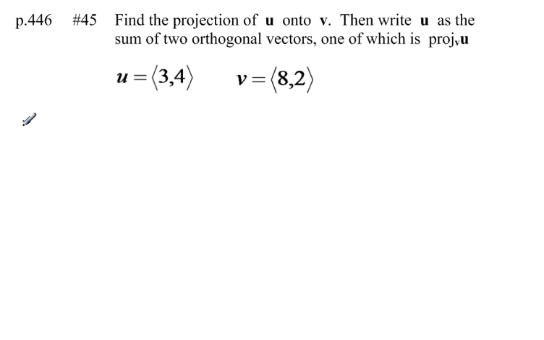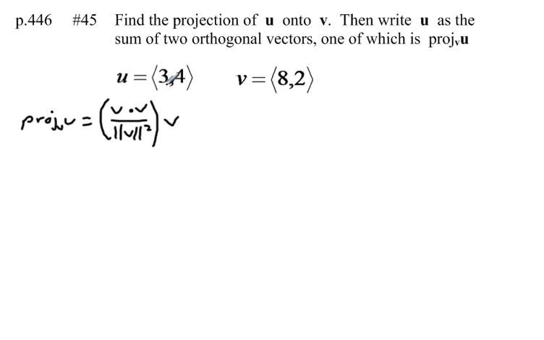And this formula is for the projection of u onto v. To find that, what we have to do is first find u dot v over the magnitude of v squared, and then multiply that by vector v. So we're going to get some numerical quantity here. We'll multiply that by vector v. Okay, so first of all, u dot v.